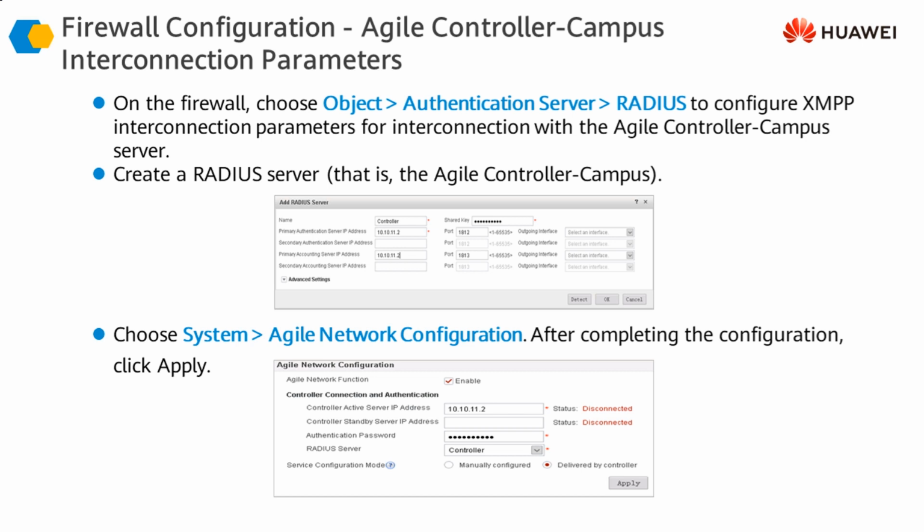Once that is done, then we enable the Agile Network function and give the IP address of the Agile controller, and we attach the controller which we configured here, or the radius server which we configured here by the name of controller, and we assign that radius server to this Agile controller.